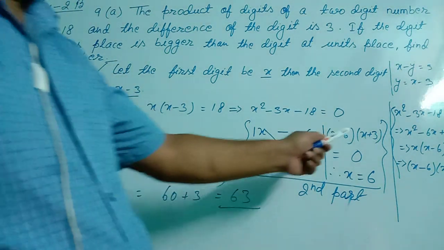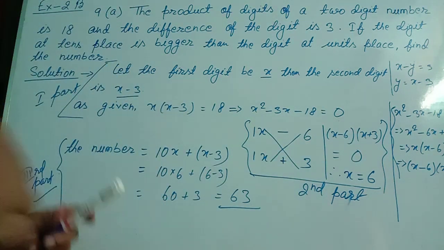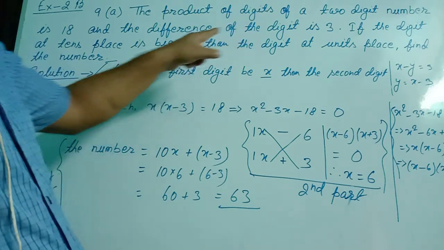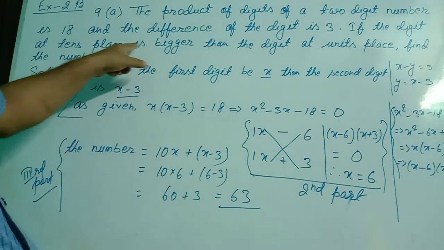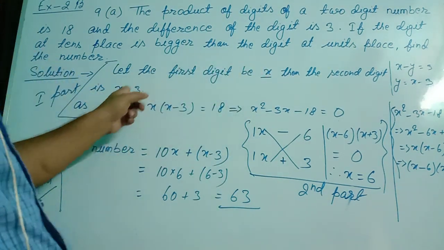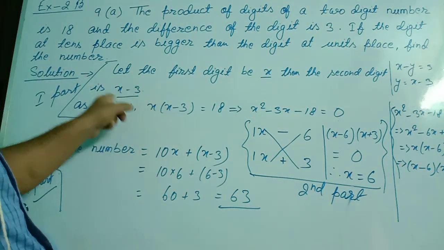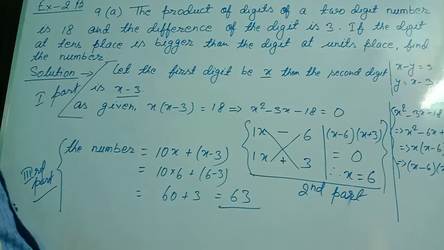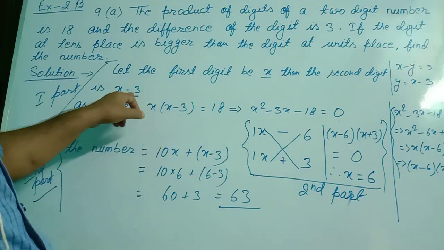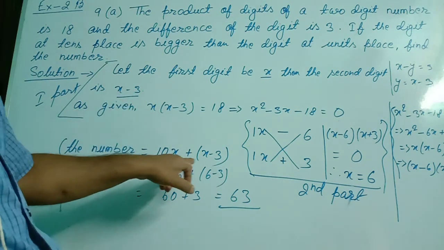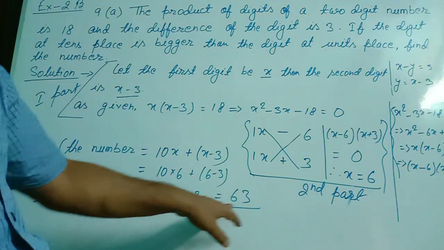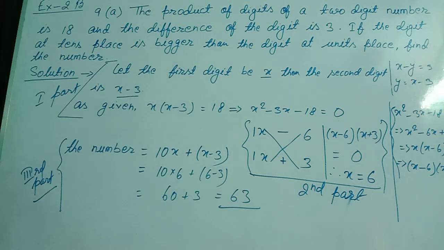We can't take the value of x equal to -3, because that is negative. In the question the condition was given that the digit at tens place is bigger than the digit at units place. This is the bigger digit, this is the smaller digit, because 3 is subtracted, so it became smaller than x. The number is 10x, that will come at tens place, and this will come at units place. 10x plus x minus 3 equal to 10 into 6 plus 6 minus 3 equal to 63. This became the answer.